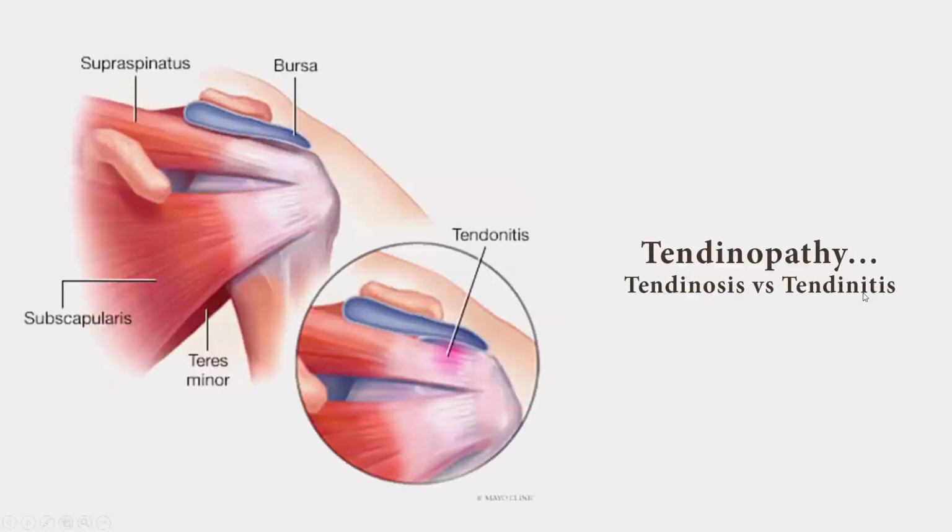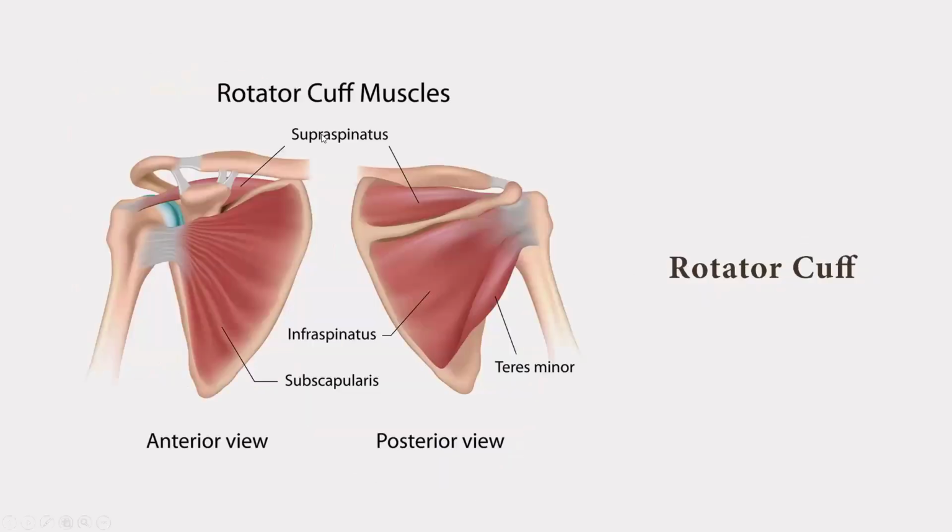So let's get into the conditions, and I want to start off by talking about tendinopathy. Tendinopathy is a broad term used to talk about tendinosis and tendinitis. So what's the difference? We're talking about the tendons of the shoulder here, which are the tendons of supraspinatus, infraspinatus, subscapularis, and teres minor. You can see here, these are the muscles in red, and the white part is the tendon that's involved.